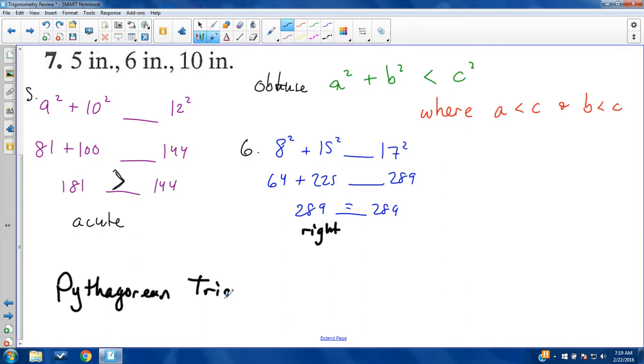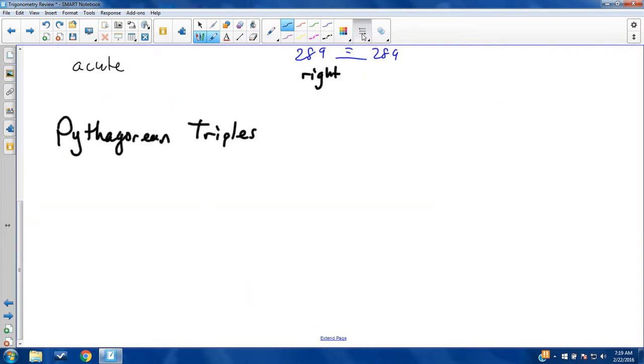I'm not sure what it's in terms of. I think just the numbers being the smallest. There's an infinite amount. These are the only 4 I actually know. 3, 4, 5. Now what all this means is 3 squared plus 4 squared is 5 squared. 5, 12, 13. 8, 15, 17, the one we just did. And 7, 24, 25.